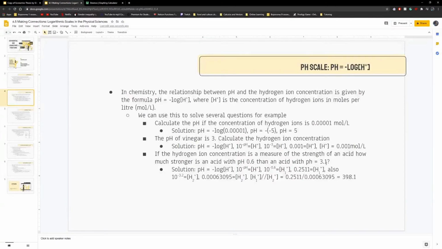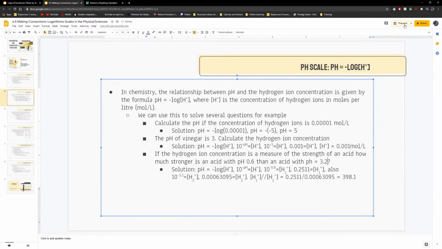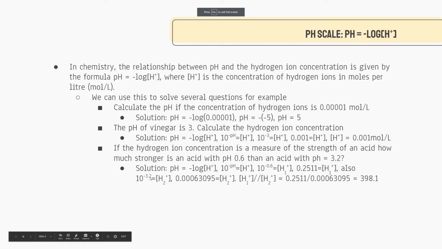We could also do that same procedure for 3.1, or 3.2 I should say. I think this was 3.2. And then we substitute that in. We get 0.3063095 for hydrogen 2, which would be our second acid.